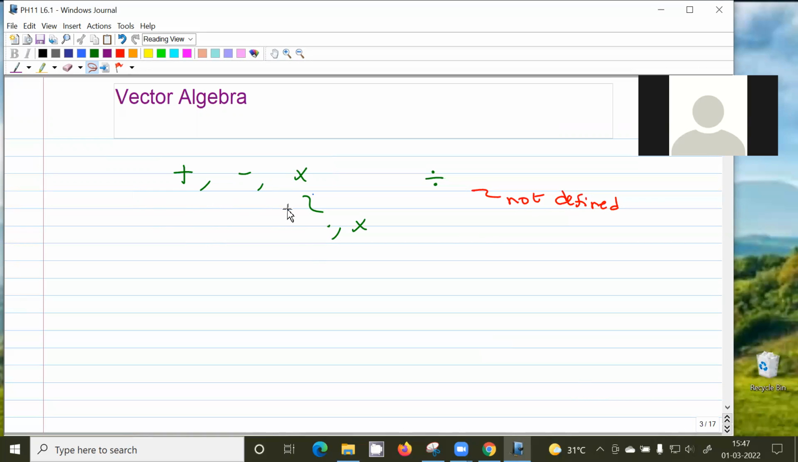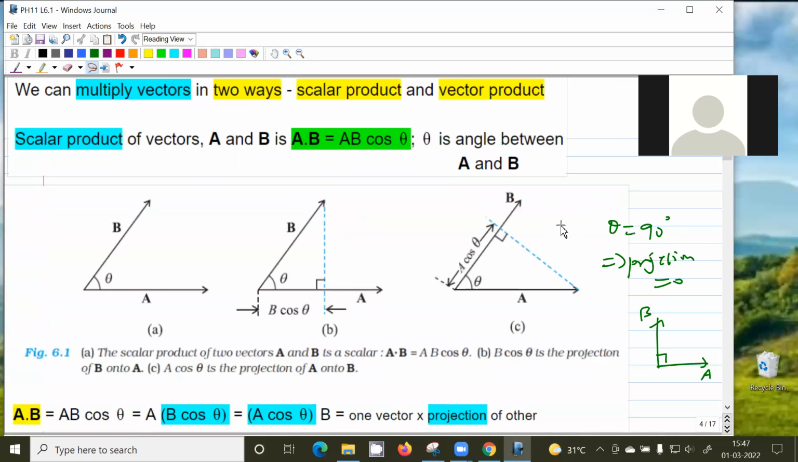After that, for multiplying vectors, you can multiply vectors in two ways. One is dot product, and another one is cross product. So, what is the major difference between these two? Dot product means we'll get the product as a non-vector function, a scalar. And cross product is a vector. And what about dividing vectors? No, we can't divide. It's not defined.